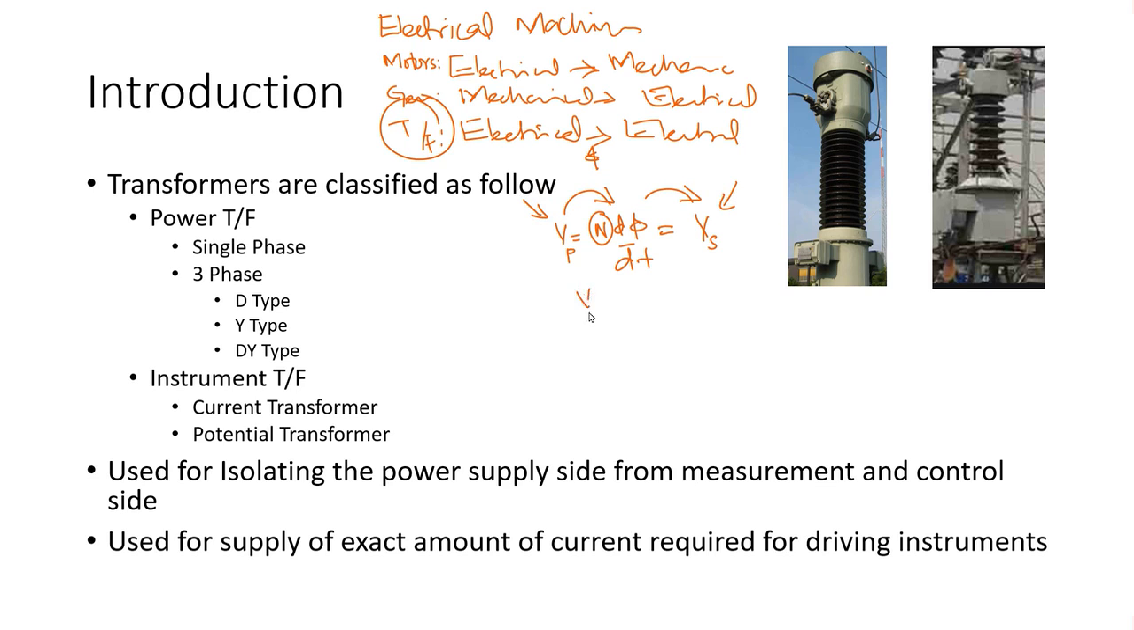which if differs from primary voltage, then this voltage Vs might be different from this primary voltage. So we can say that Vp divided by Vs is equal to Np divided by Ns. So this is the basic phenomena of transformer.